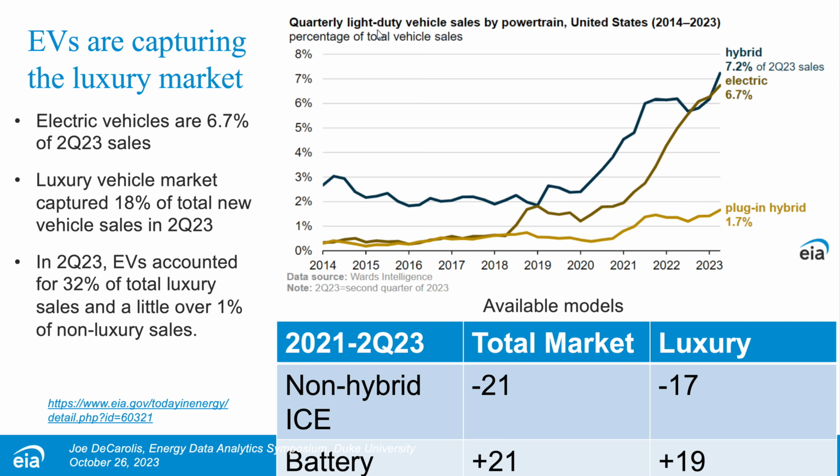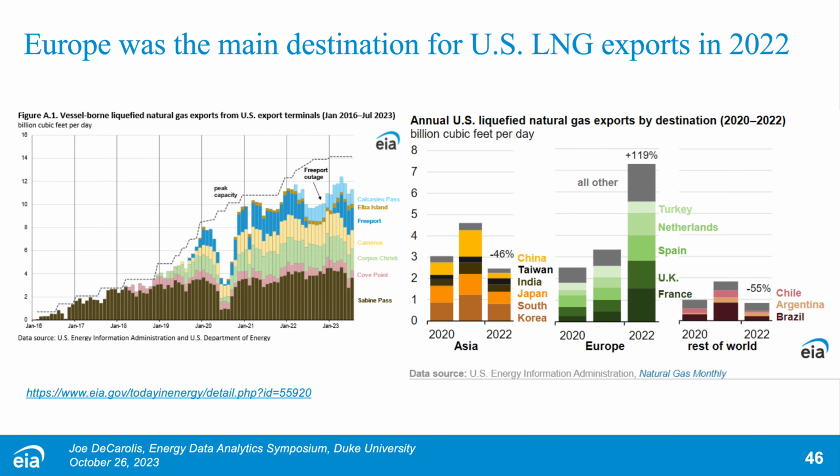If you look at just the luxury segment, though, you can see that that's where the bulk of the change has taken place. Of the 21, 17 non-hybrid internal combustion engines have been removed from the luxury market, and 19 battery electric vehicles have been added to the luxury segment. So again, once you start to look at market segmentation, you start to see where the electric vehicles are being deployed, and that informs our thinking about how this market might progress in the future.